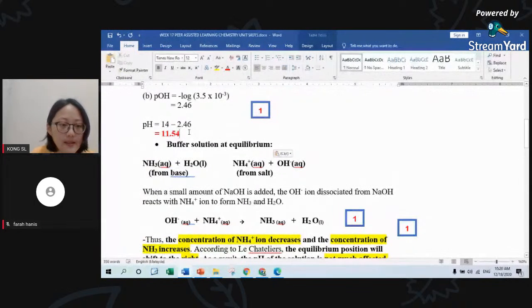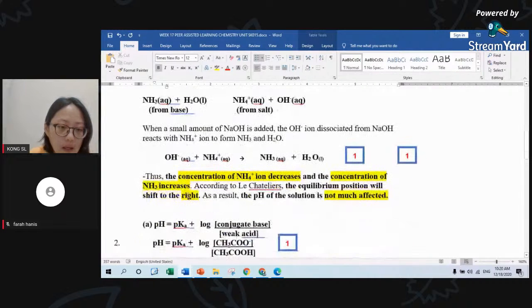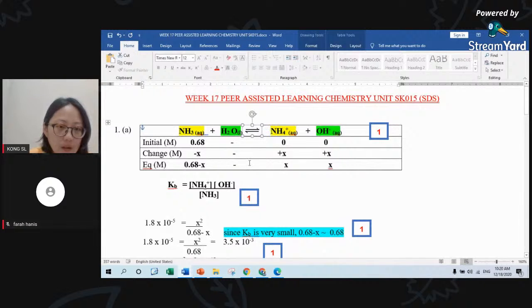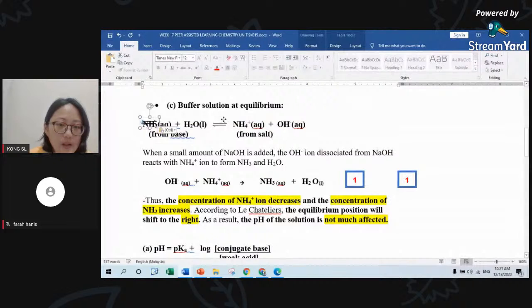So for part C, this is the answer for C. So you must write down this equation first, so that can help you explain why the system shifts to the right. Okay, I think it's clear. Buffer solution actually is simple, not difficult. Reversible arrow. Yes, this is the reversible arrow, this over here.